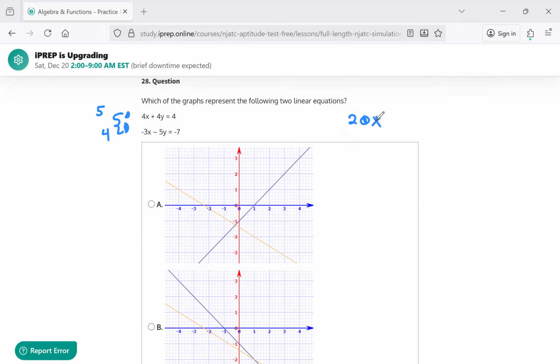And then 5 times 4 is 20y. And then 5 times 4 is 20. And then do the bottom. What's 4 times negative 3 is negative 12x. And then 4 times negative 5 is negative 20y. And then 4 times negative 7 is negative 28.